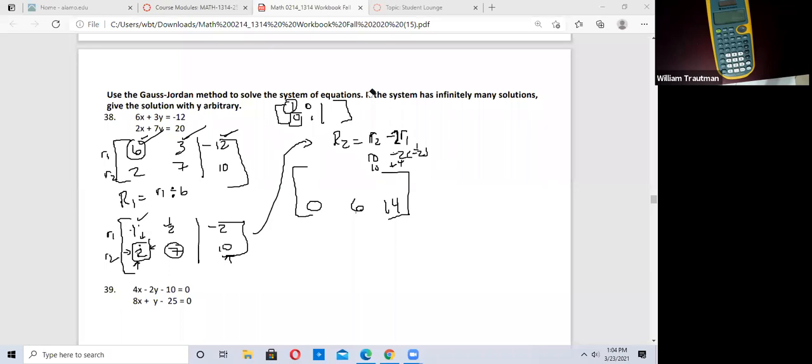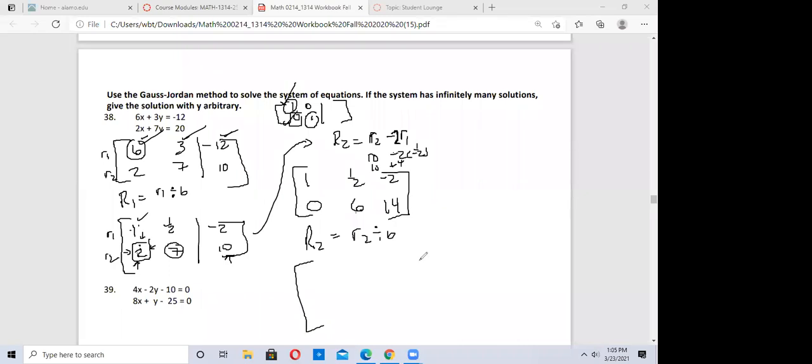Okay, so row 1 stayed the same: 1, 1/2, and negative 2. So I had 10 minus that and got 14. We got this first one, we got this second one. Now we have to turn this into a 1. One way of doing it is just dividing everything by 6. I'm going to take the old row 2 and divide each number in it by 6.